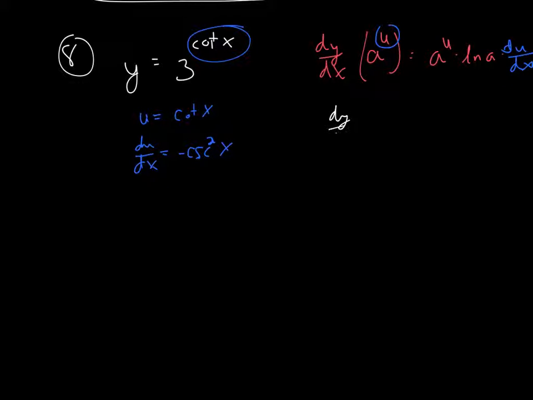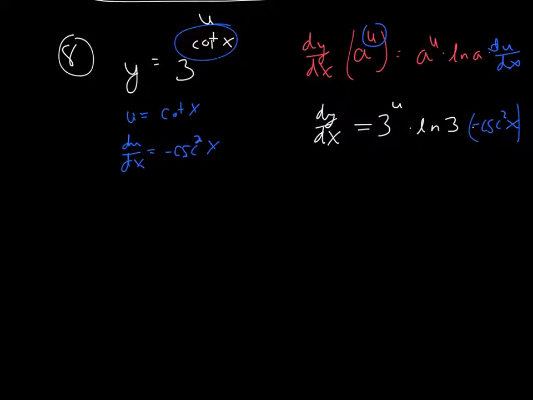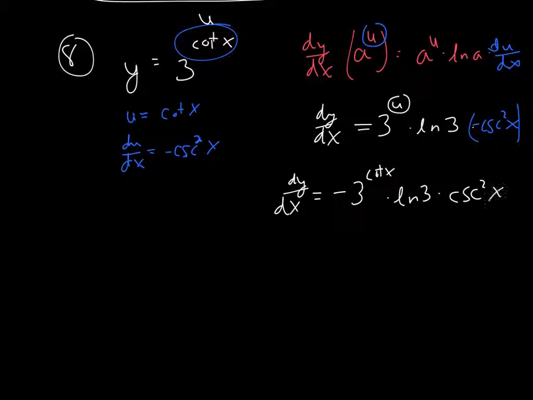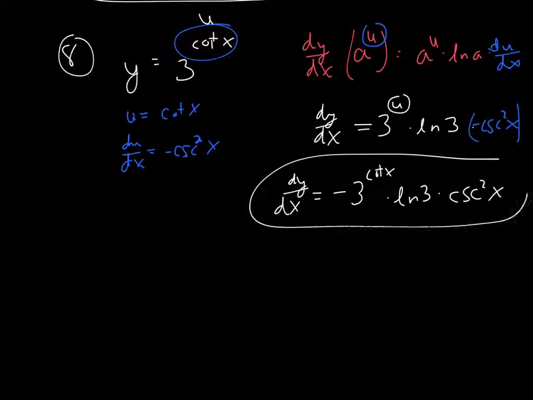Okay, and now let's go ahead and apply my rule. So my dy dx in this case is going to be a to the u. Well, that's going to be 3 to the u, since that's what I've defined it as, times the natural log of my base 3 times my du dx, which is negative cosecant squared of x. So the only way I can simplify that is I can go ahead and substitute in my u, and I'm going to bring this negative out front that I have right here. So let's put that in front. Negative 3 to the power of u, which is cotangent x, I'm substituting u in for that, times the natural log of 3 times the cosecant squared x. And that's the final answer there.